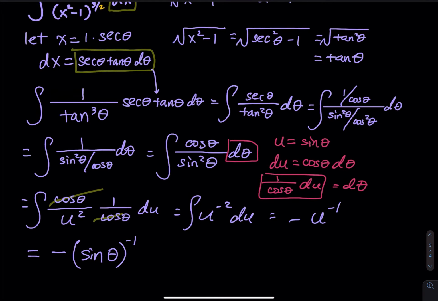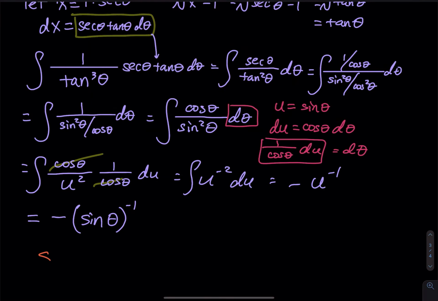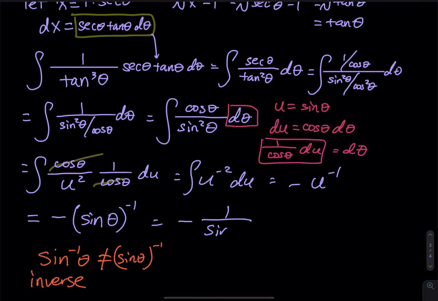Okay, I want you to take a look at this right now. Please do not do this. That is not equal to this. This one is not the same as this one. The negative 1 is a power. If you look at the other one, sine inverse theta, that negative 1 is inverse. They are not the same. The inverse stands for inverse function. The negative 1 here is not an exponent, all right? So this sine theta raised to negative 1, that is equal to negative 1 divided by sine theta. That's what the negative 1 is for. And then you plus c.